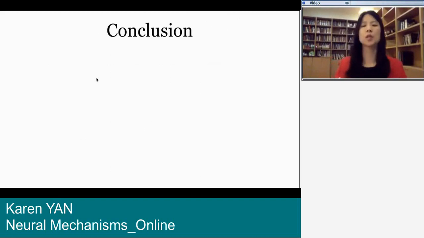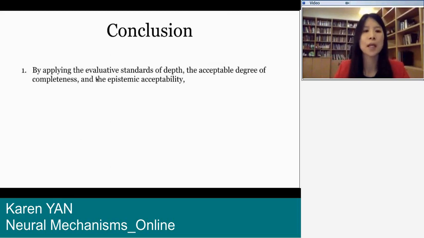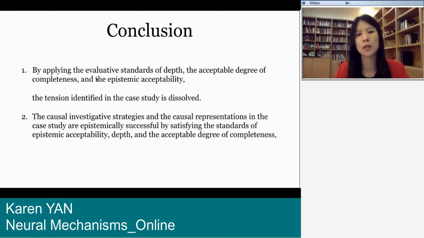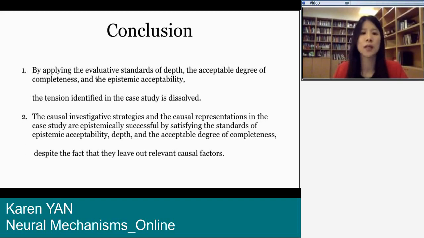Okay, so here's the conclusion I want to draw. By applying the evaluative standards of depth, acceptable degree of completeness, and epistemic acceptability, the tension identified in the case study is dissolved. The causal investigative strategy and the causal representation in the case study are epistemically successful by satisfying these 3 standards, despite the fact that they leave out relevant causal factors. Thank you.